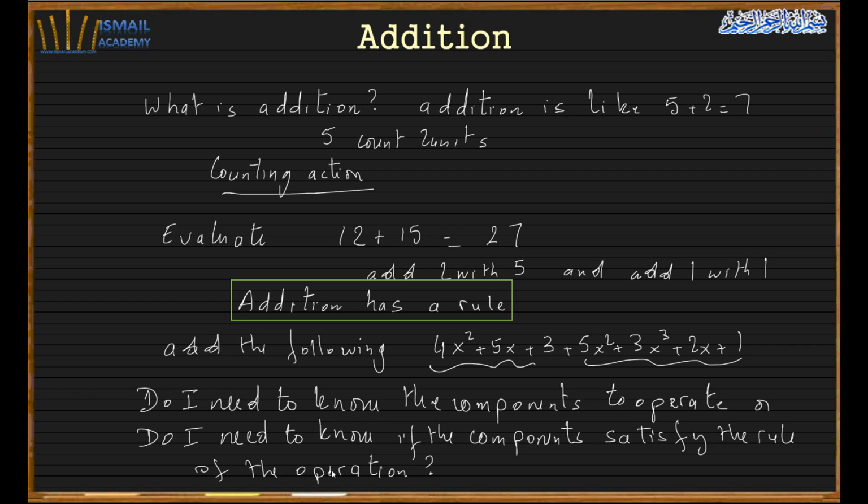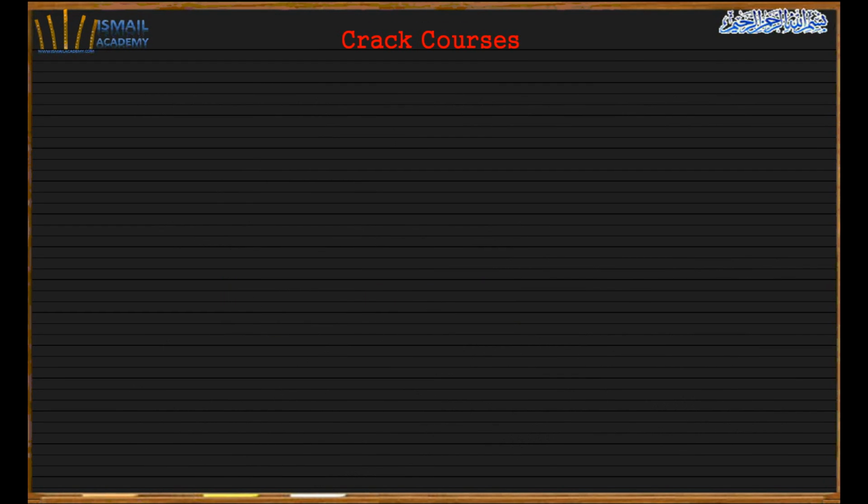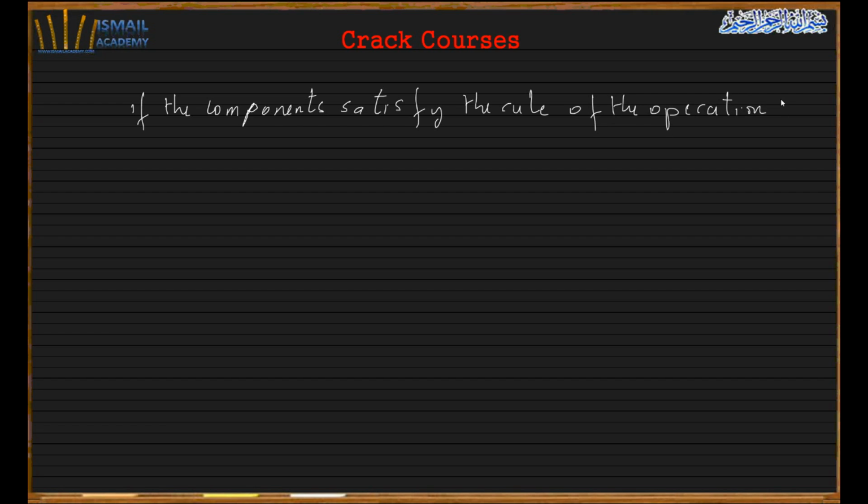So can you believe it? Most of the students answer positively for the second question, that we need to know if the components satisfy the rule of the operation. And this is true. If the components satisfy the rule of the operation, then we can operate.